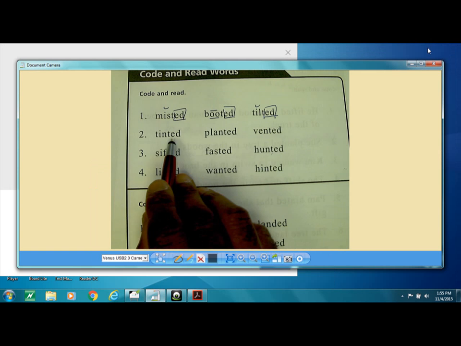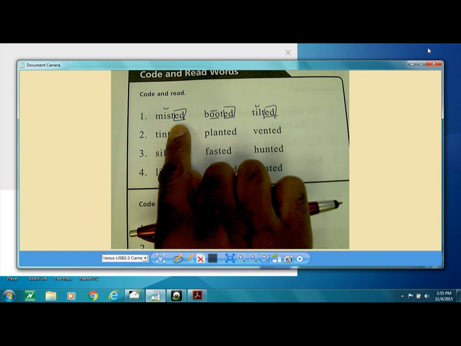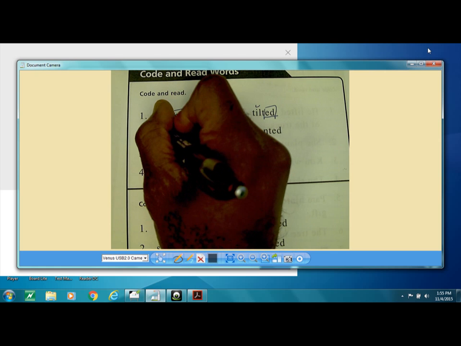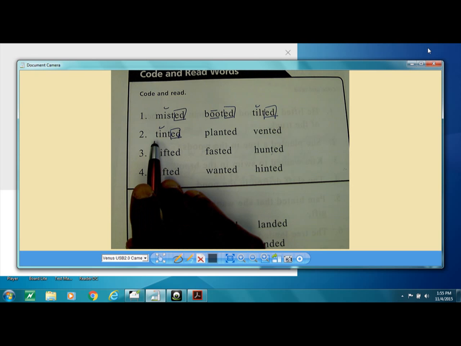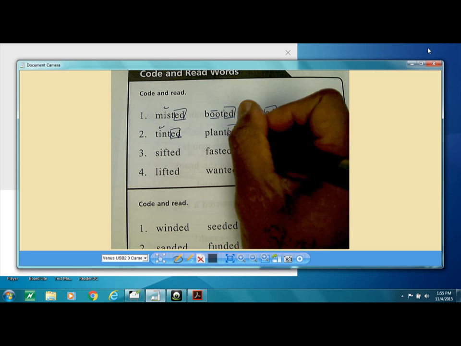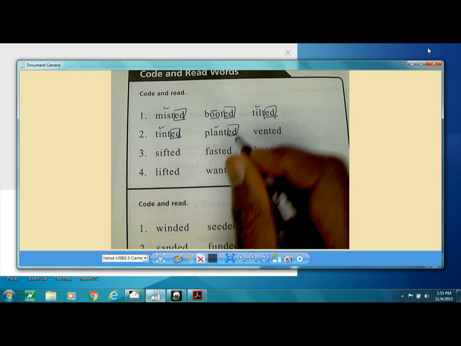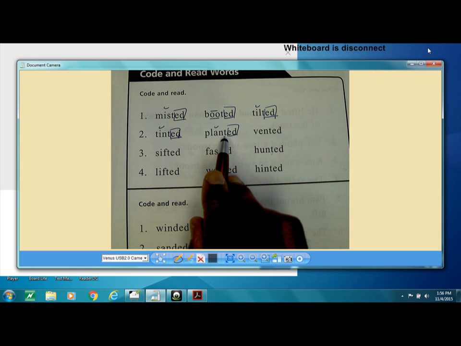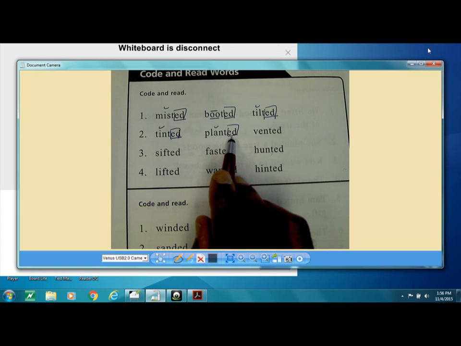If we cover up the suffix, do we still have a base word? Yes, we do. So we're going to box our suffix. A vowel in a closed syllable is short, mark it with a breve. Our sounds are t, int, t, int, tint, ed, tinted. The next one, we box our suffix. A vowel in a closed syllable is short. Mark it with a breve. Our sounds are pl, l, and t. Pl, ant, pl, ant, plant, ed, planted.